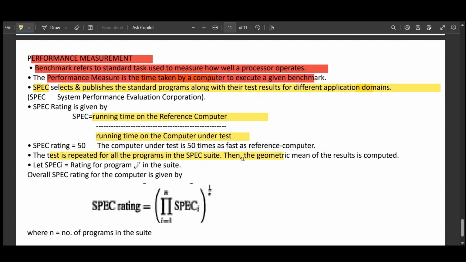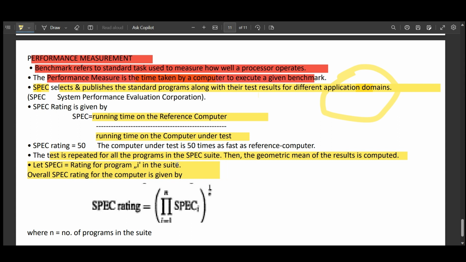The test is repeated for all programs in the SPEC suite, then the geometric mean of the results is computed. For one particular application we will get 10, and for another application the computer tested will get around 20. The tests will be conducted for all different applications. For example, physics, chemistry, and biology were the different tests that you all wrote in your entrance exam, right? Similarly, this test will happen for different applications on the newly produced computer, and the geometric mean of the results is computed.